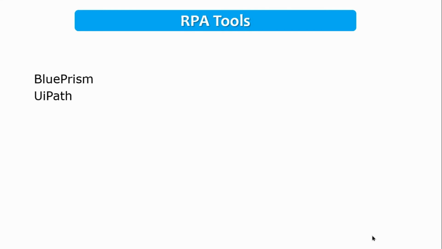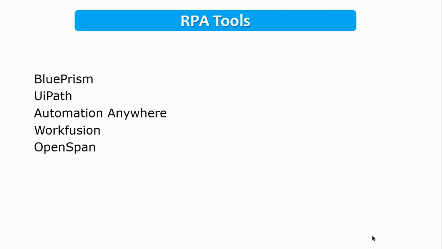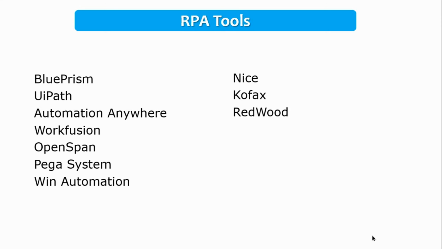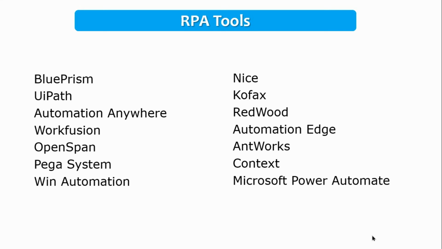First we have Blue Prism, then UiPath, Automation Anywhere, WorkFusion, OpenSpan, Pegasystems, WinAutomation, NICE, Kofax, Redwood, Automation Edge, AntWorks, Contextor, and Microsoft Power Automate. We have more RPA tools also available in the market. I have just listed a few so that you can understand what tools are available in the market.